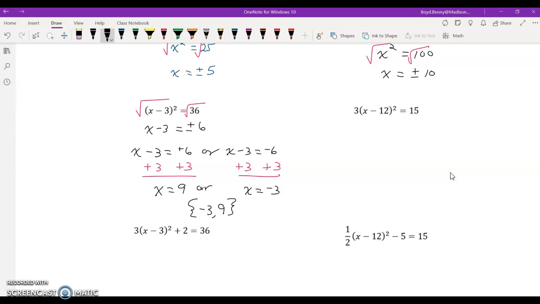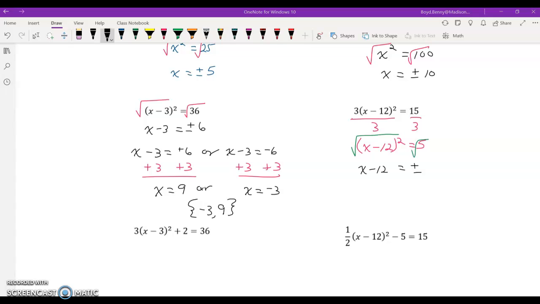Moving on to our next example. You can see that I'm multiplying by 3 here. So to isolate the squared term, I'm going to divide both sides by 3. That's going to give me x minus 12 squared equals 5. And then at this point, I will take the square root of both sides. That's going to give me x minus 12 equals plus or minus square root of 5.